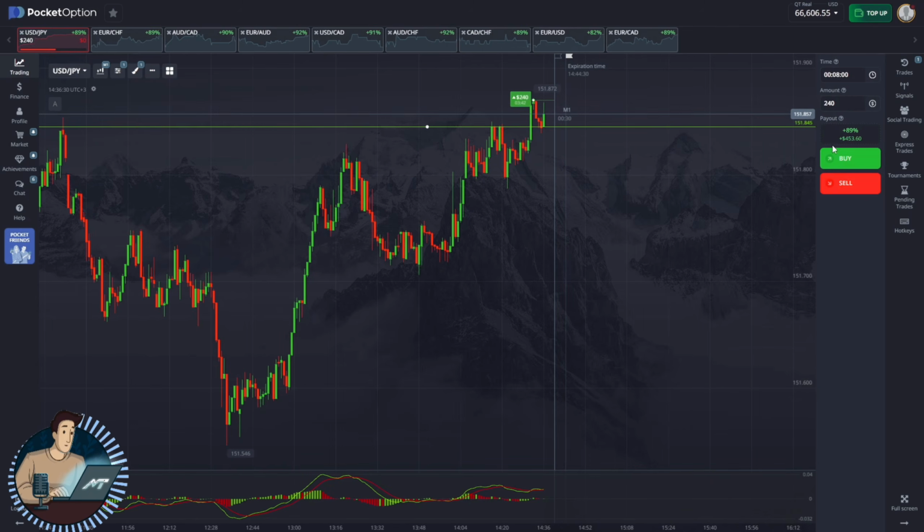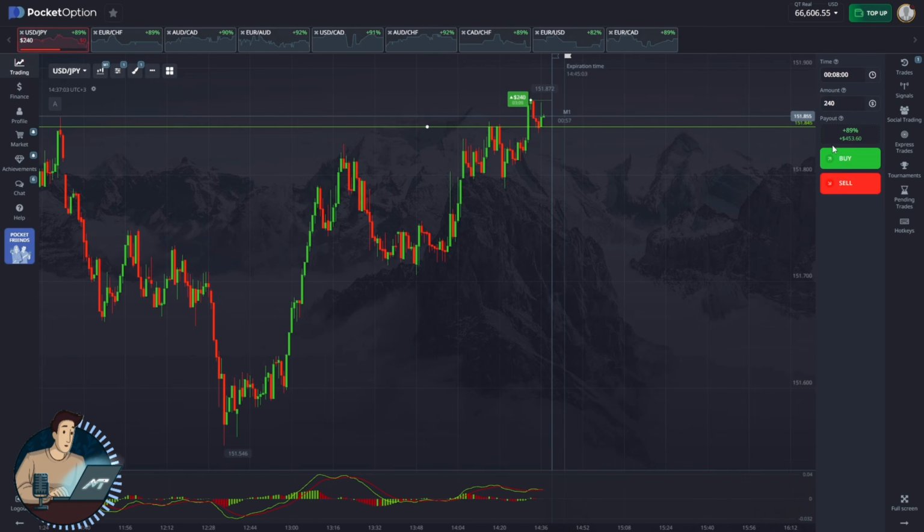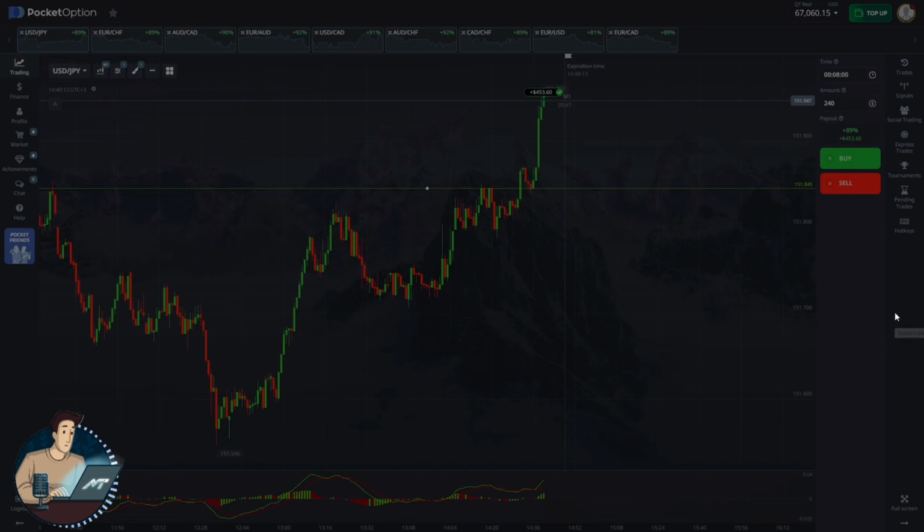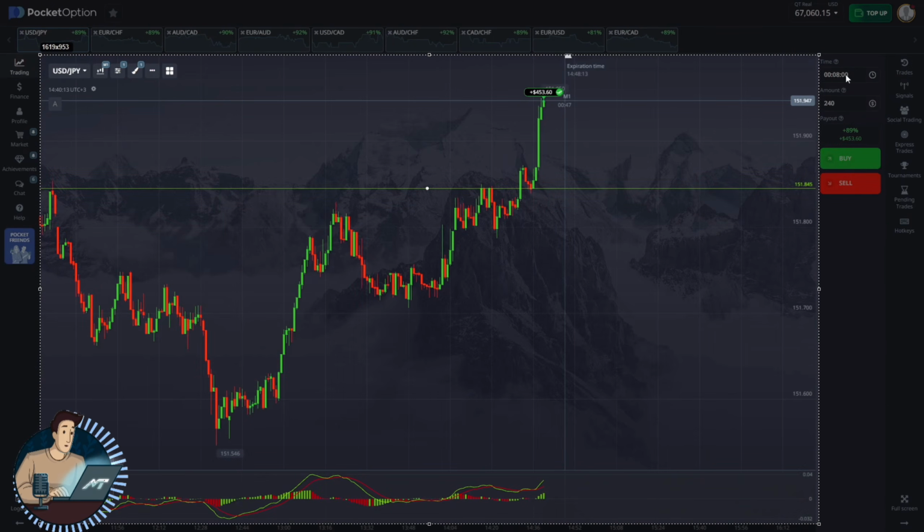Same concept in both trades, but different execution. First one, I read the cycle and entered on the setup. Second one, I read the cycle and waited for confirmation before pulling the trigger.